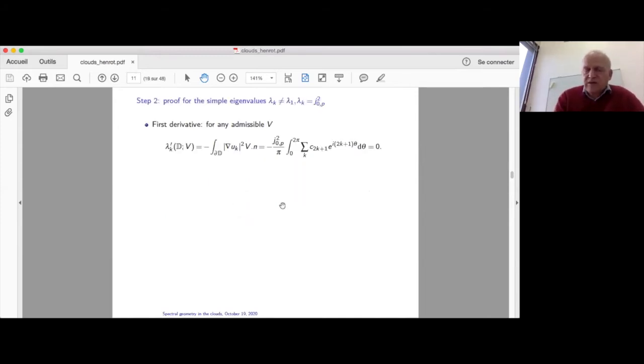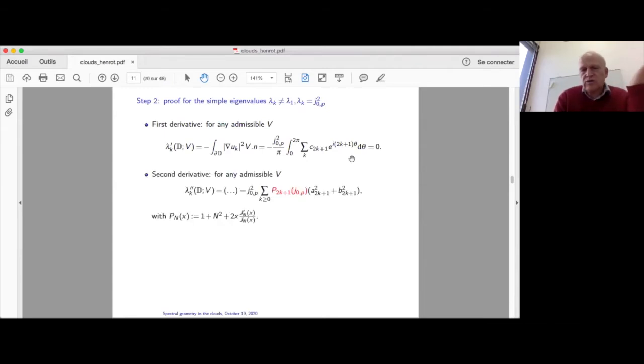Then we compute the first derivative. The first derivative is always 0 because the first derivative only involves the integral of odd coefficients of the Fourier series. So the integral is 0. And so we are going to look at the second derivative for the simple eigenvalue. So here I give the proof for the case of a simple eigenvalue, think of lambda 6, for example.